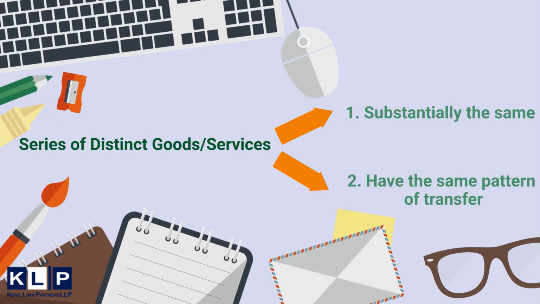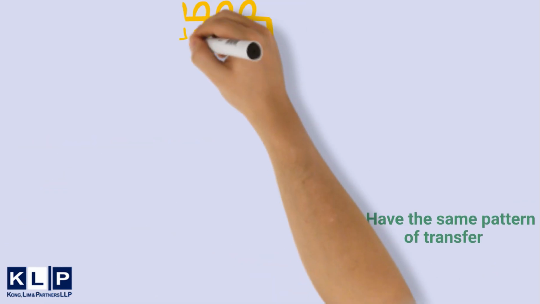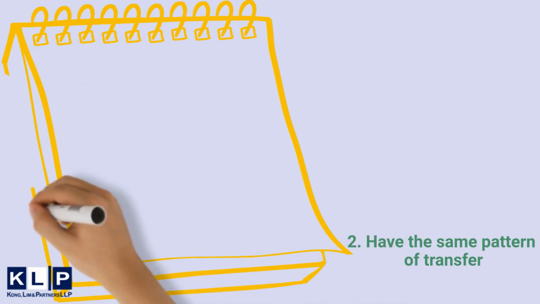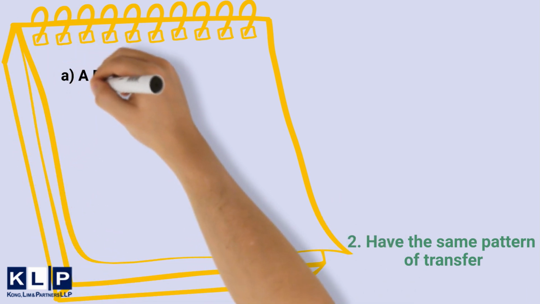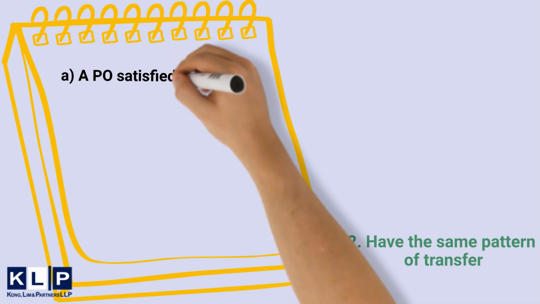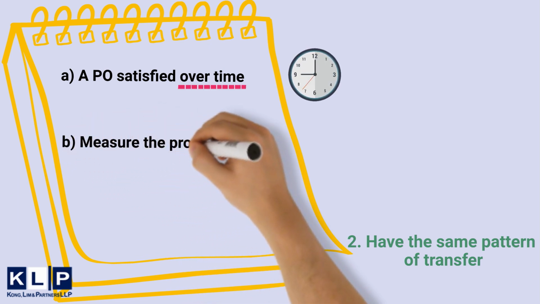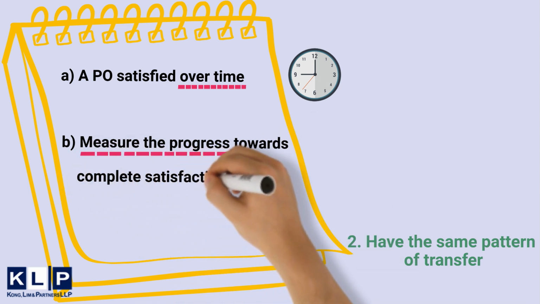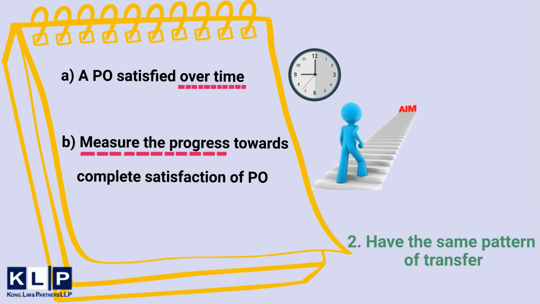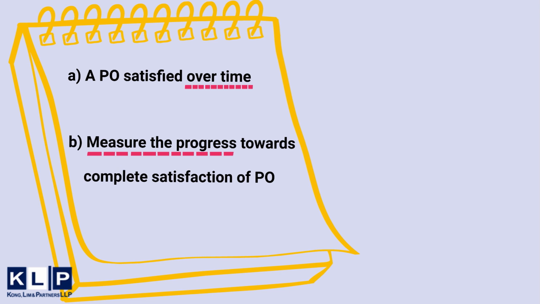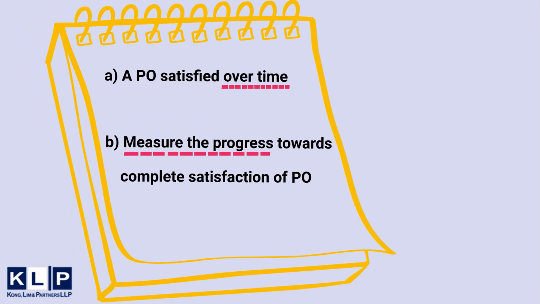Next, for goods or services to have the same pattern of transfer to the customer, 2 criteria must be met. Firstly, each distinct goods or service in the series would meet the criteria of being a performance obligation satisfied over time. And, secondly, the same method would be used to measure the entity's progress towards complete satisfaction of the performance obligation to transfer each distinct goods or services in the series to the customer.